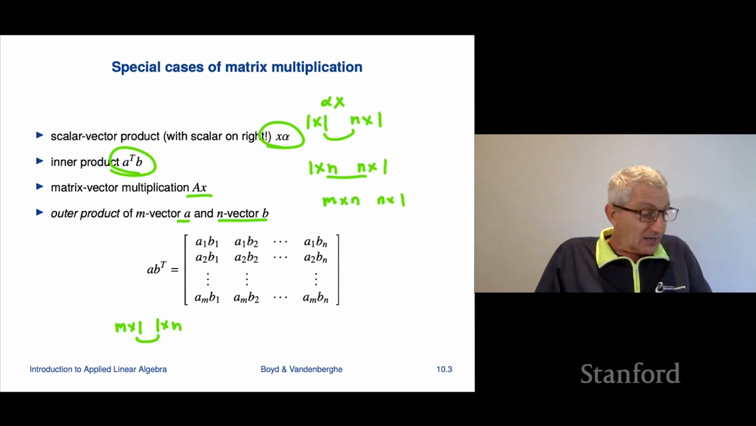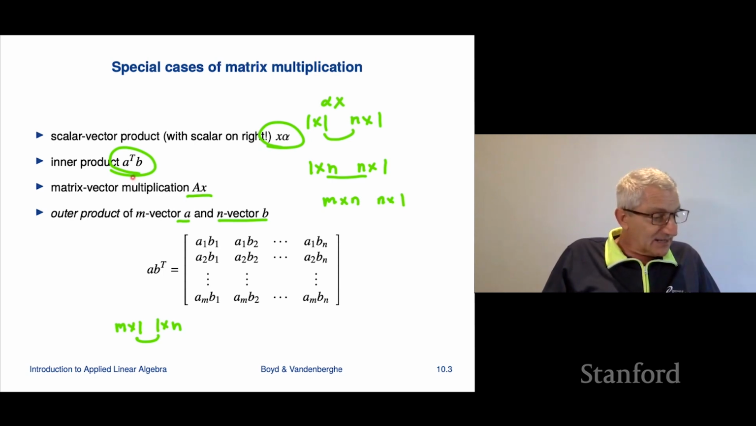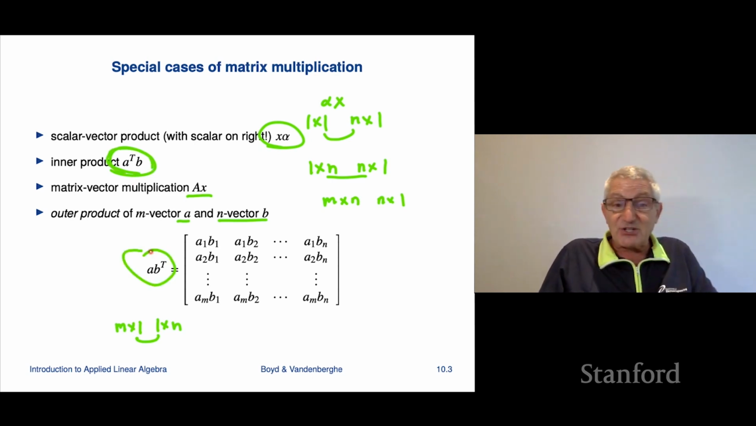You've seen the inner product, and you can see they're very close in terms of this notation. One is A transpose B, that gives you a scalar, and A B transpose gives you a matrix. It's called the outer product. We'll encounter that a couple of times probably.